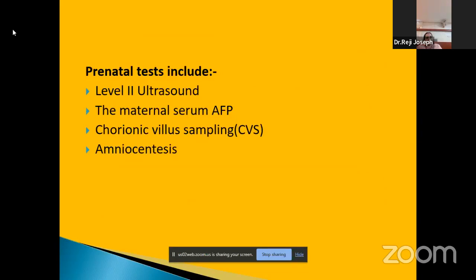These are the tests included in the prenatal tests: ultrasound, maternal serum AFP, that is the alpha fetoprotein, chorionic villus sampling, and amniocentesis. Next slide, please.